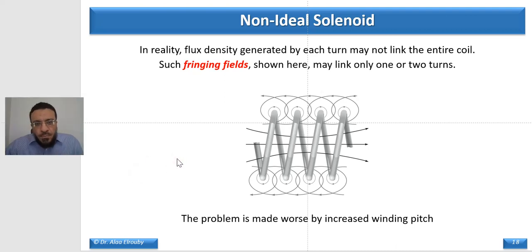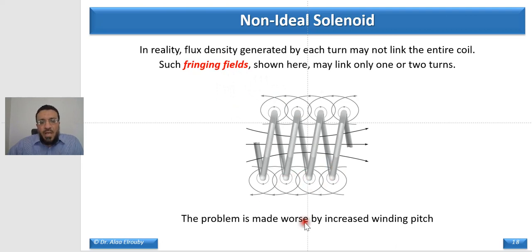So we had assumed that all the field generated by each turn is linking to all other turns. Of course, this is a super simplification of the problem. In reality, the field generated by each turn links to one or two windings next to it, and then we have the field escaping the solenoid, or the fringing effect.